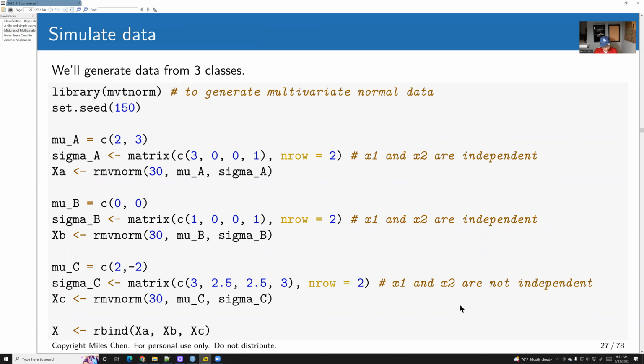So what I'm going to do is use this R library called mvtnorm for the multivariate normal, and it's going to generate some data here. I'm going to generate data from 3 classes. Class A has a mean of 2, 3. Class B has a mean of 0, 0. And class C has a mean of 2, negative 2. So if you imagine your data, you've got class B right in the middle at 0, 0. Class A is a little bit up and to the right at 2, 3. Class C is to the right and down, at 2, negative 2.